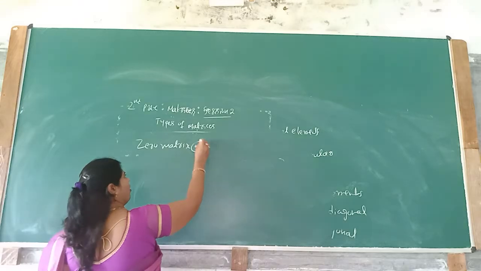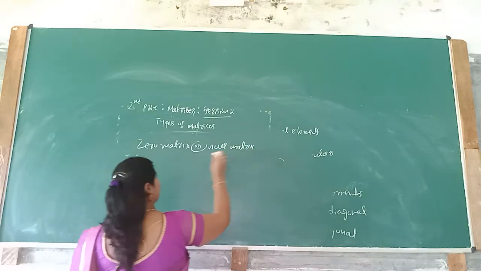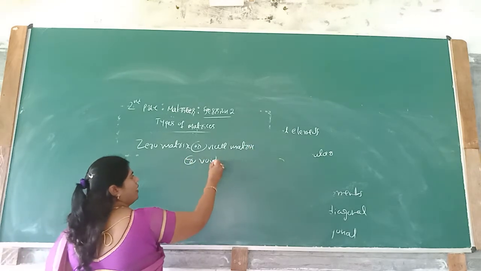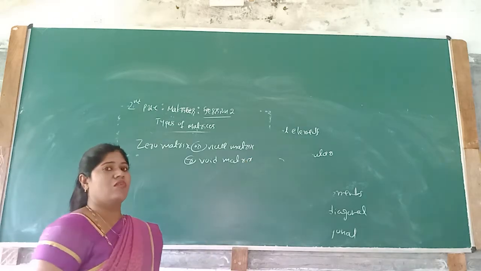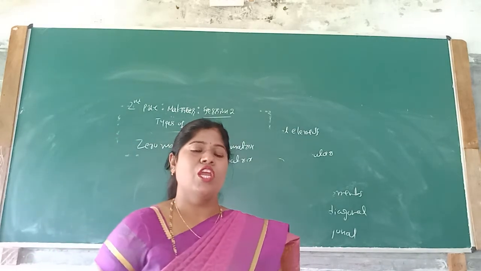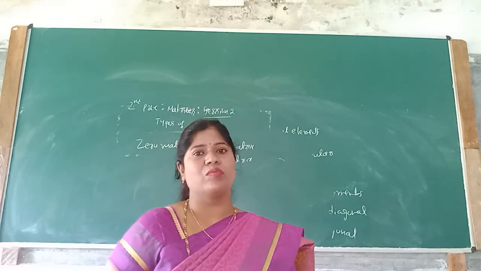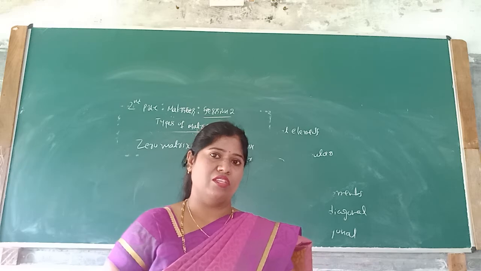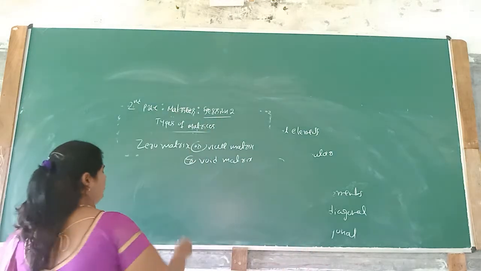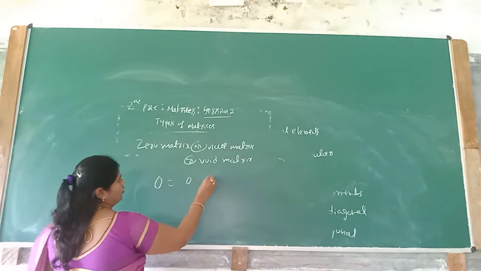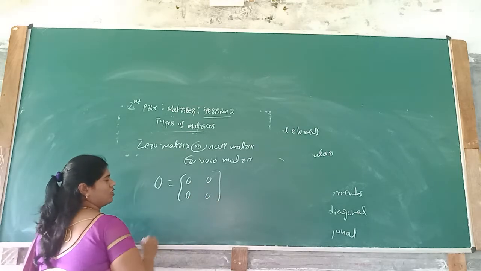Zero matrix, or null matrix, or void matrix. In this zero matrix, all the elements should be equal to 0, whatever the order. All the elements should be equal to 0 only. Okay, so 0 is equal to 0, 0, 0. All the elements are 0 here, okay?